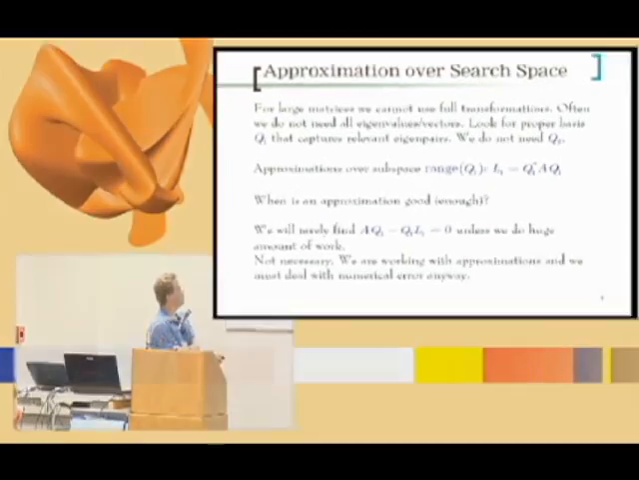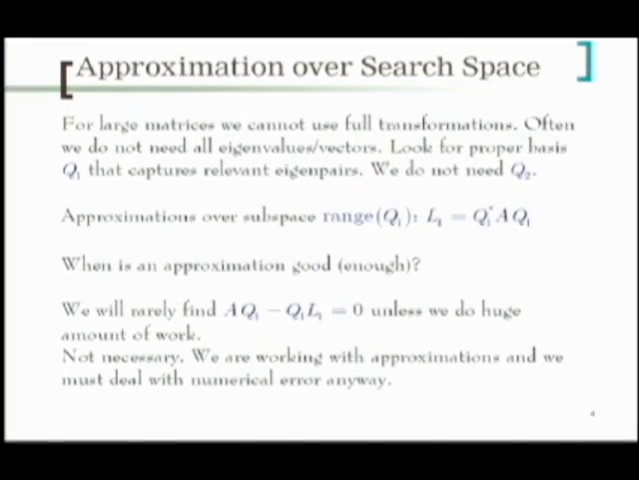Okay, so for large matrices we cannot do full transformations, but at the same time we do not need all the eigenvalues. So we look for a proper basis Q that captures what we're interested in, and we do not need Q2 at all. The approximations over this space are simply given by this 1-1 block, Q1 star A Q1, that we saw on the previous slide.